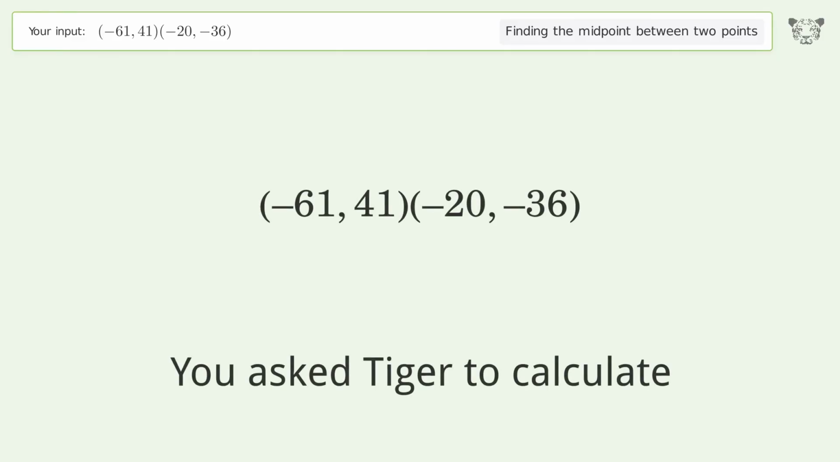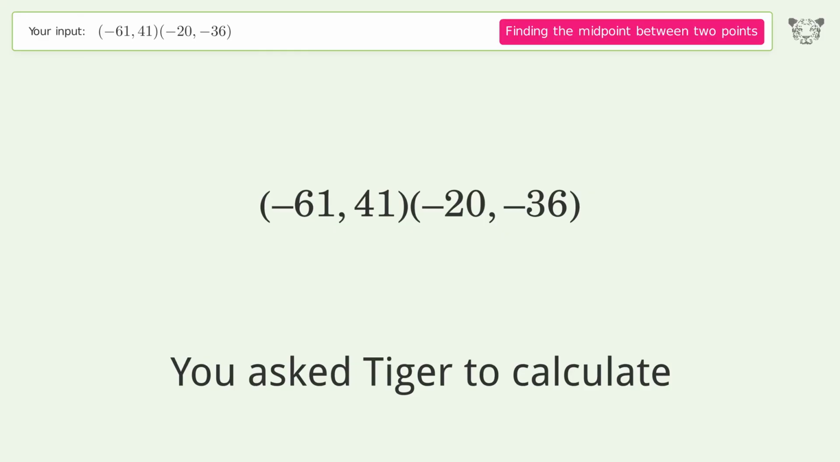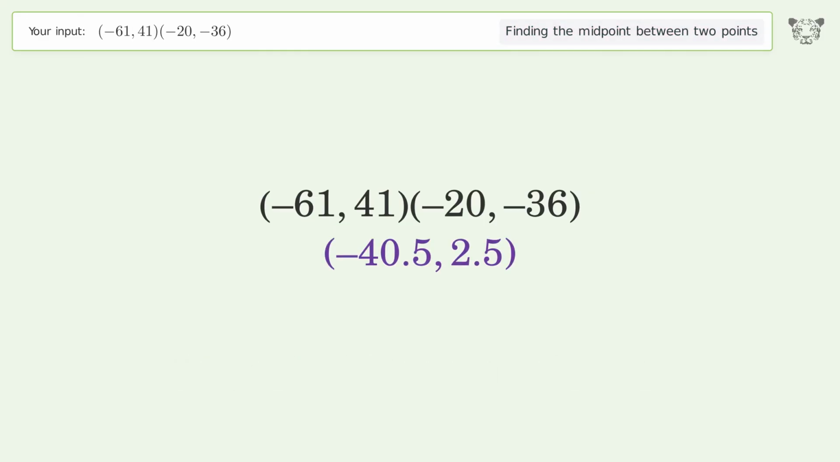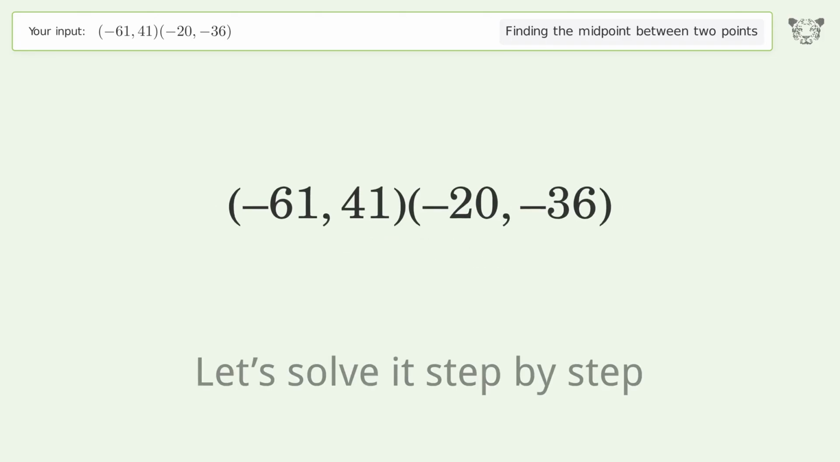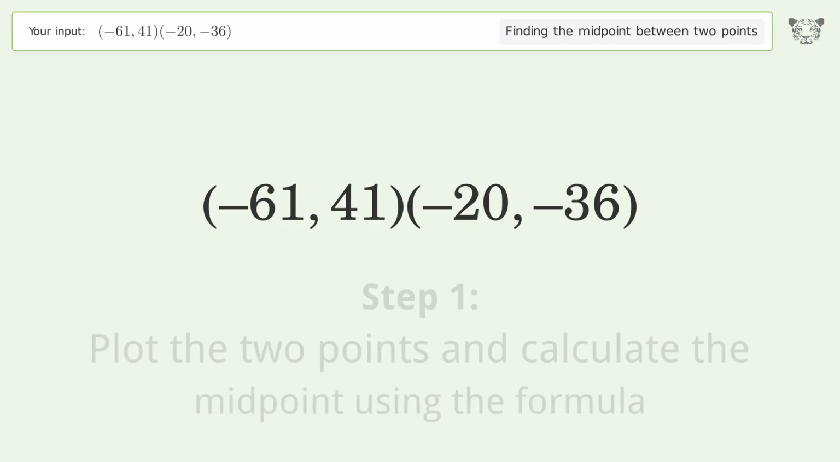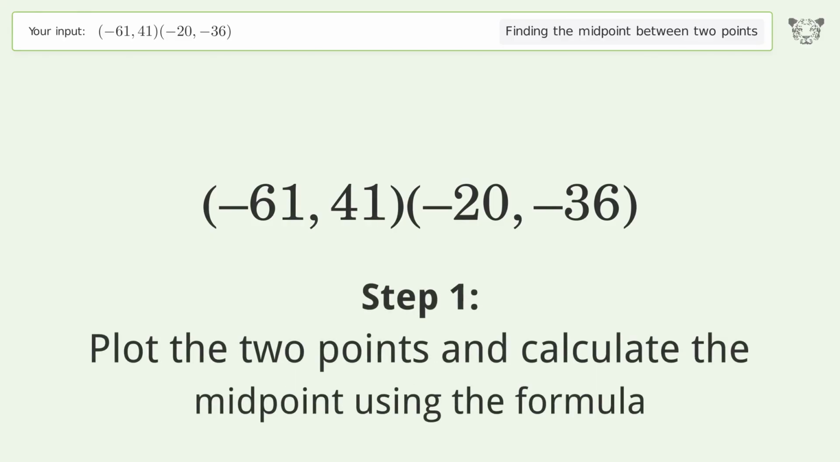You ask Tiger to calculate. This deals with finding the midpoint between 2 points. The midpoint between the 2 points is negative 40.5, 2.5. Let's solve it step by step. Plot the 2 points and calculate the midpoint using the formula.